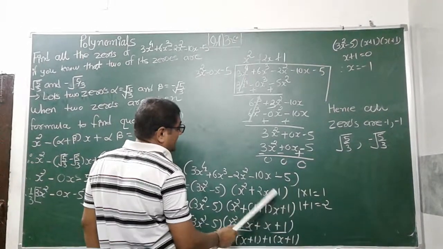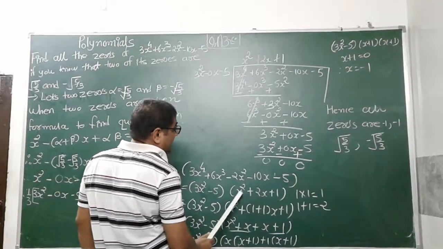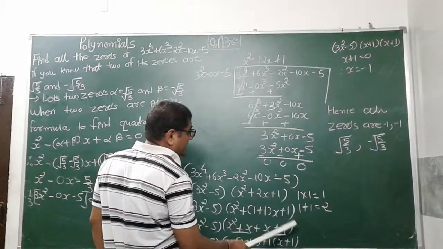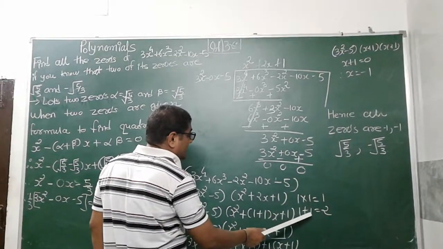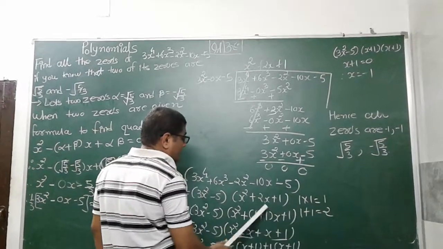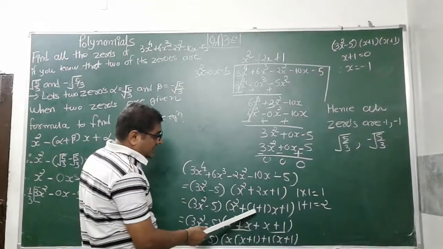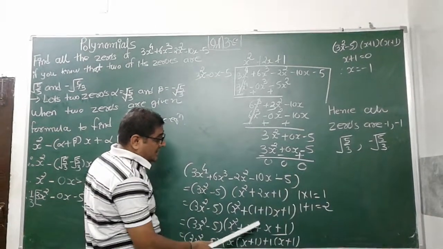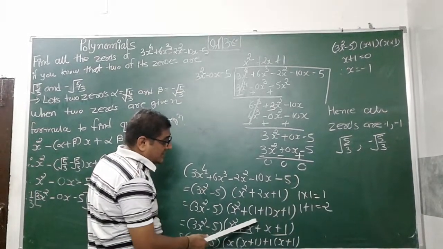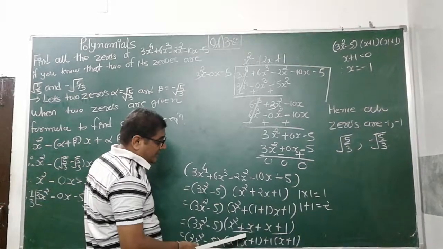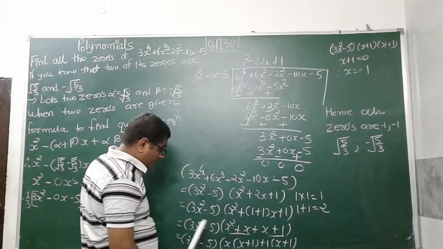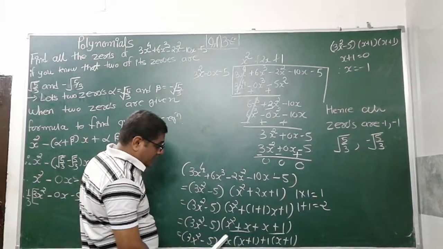Again splitting the middle term, otherwise you can use the identity x plus y whole square. I am using splitting the middle term. 1 into 1 is 1, and 1 plus 1 becomes 2. So instead of 2 we substitute 1 plus 1. By the distributive property we get the remaining term as it is, but here we get x plus x, that's why it is known as splitting the middle term. Now we will take grouping of 2, that is 3x cube minus 5.